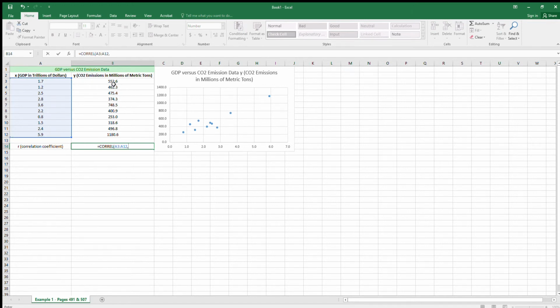Array 2 is everything in the B column, the CO2 emission data. Okay, once we have all that highlighted, we press Shift 0 to close the parentheses, hit enter, and we find that there's a correlation coefficient of 0.9116. So remember, the correlation coefficient satisfies the inequality that it must be greater than or equal to -1, but smaller than or equal to +1.